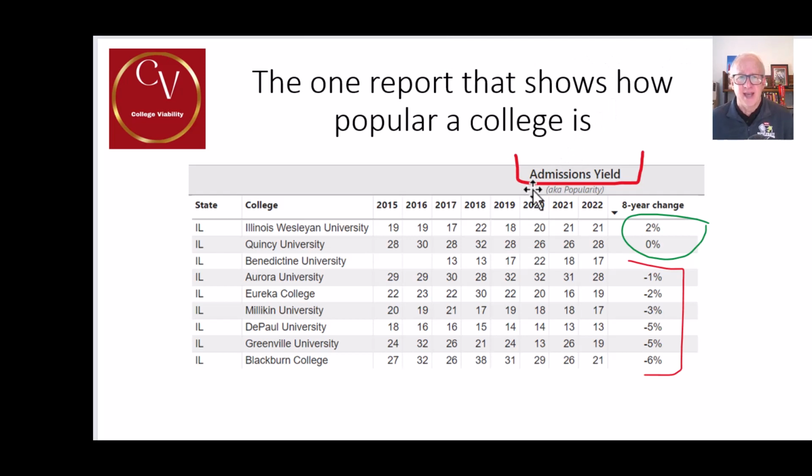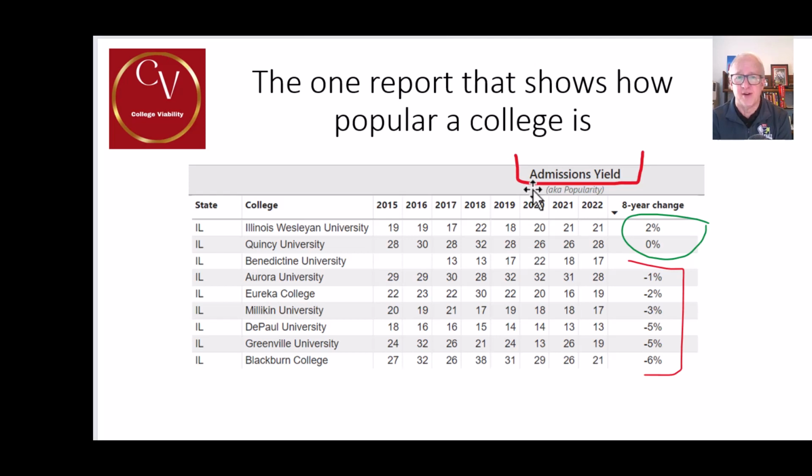You can see the last 8 years worth of data, and I've grabbed a set of Illinois private colleges. What I've highlighted is the 8-year change. You can see the individual data points from 2015 to 2016 to see if it's gone consistently up or consistently down. I'll let you do that on your own. But look at the change. So we see Illinois Wesleyan University really is the only college in this set of 8 or 10 that has had an increase in the number of students who, once accepted by the college, actually show up and pay tuition.